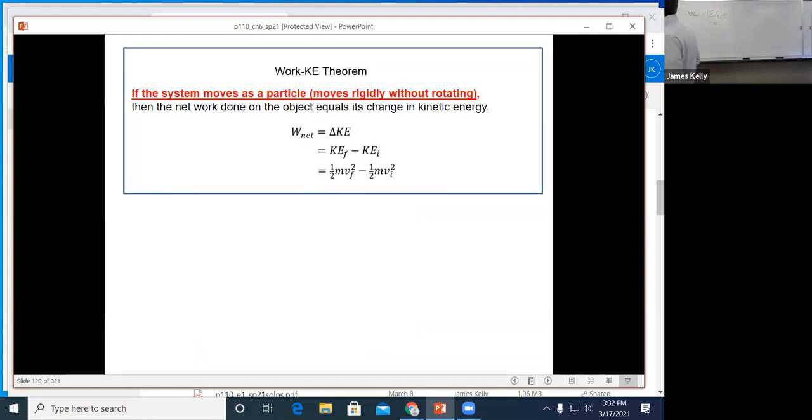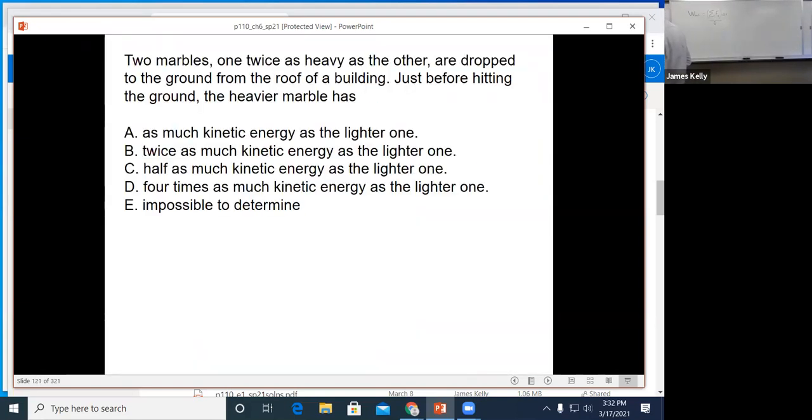Okay, let's do a couple of voting questions and then we're going to work on the worksheet things here just to get the idea of the work kinetic energy theorem.